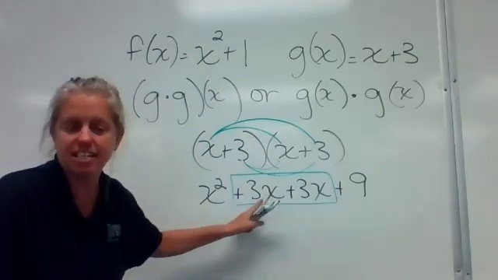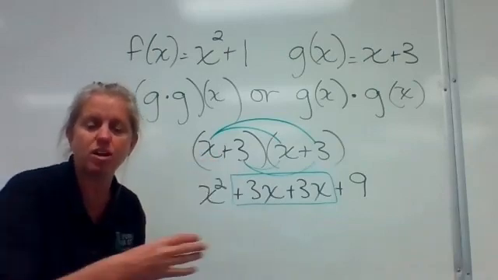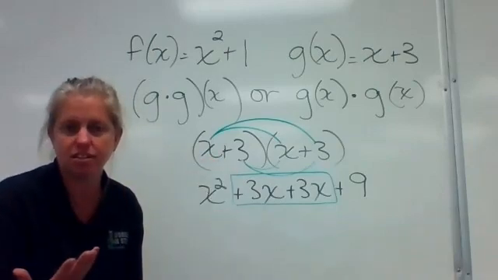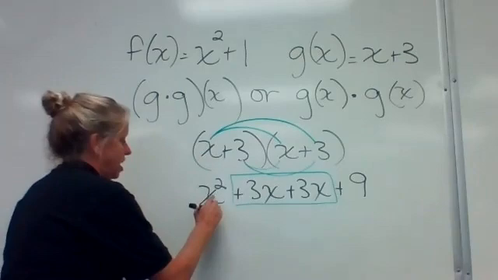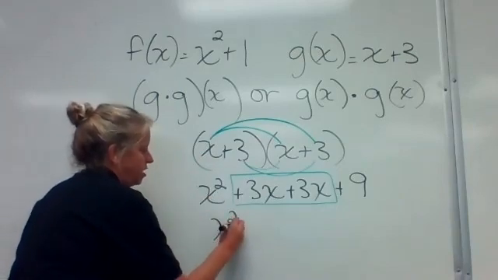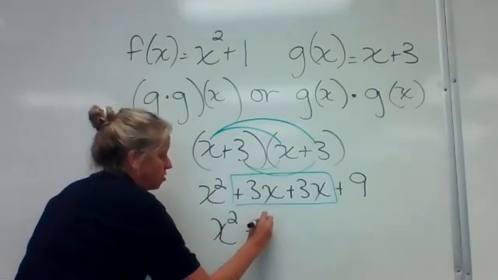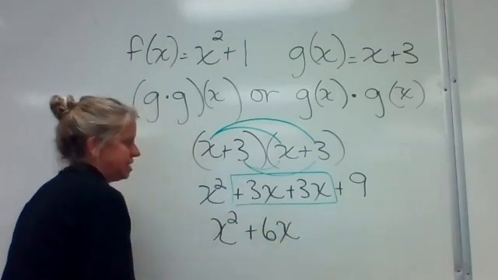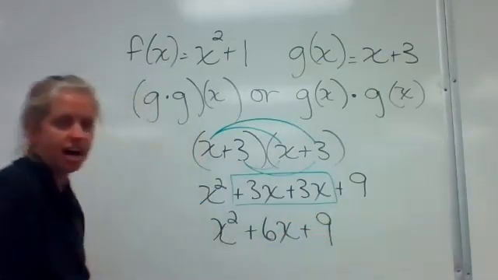I'm just adding these together. I don't have 3x and 3x when I can just say I have 6x. So that's how you write your final answer. You just bring down the x squared, put your x's all together in one basket, so you have 6 x's plus 9.